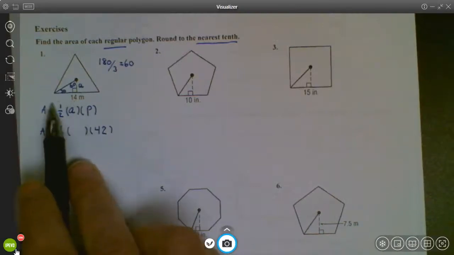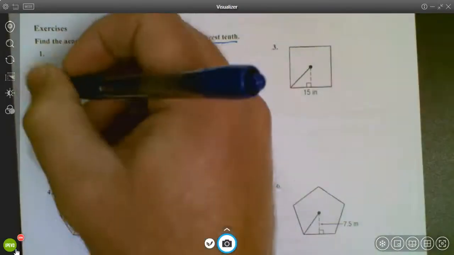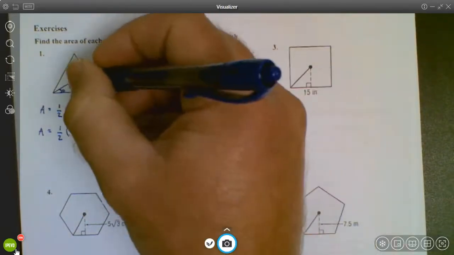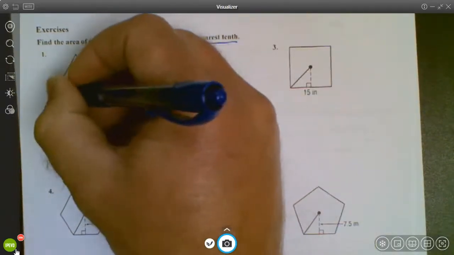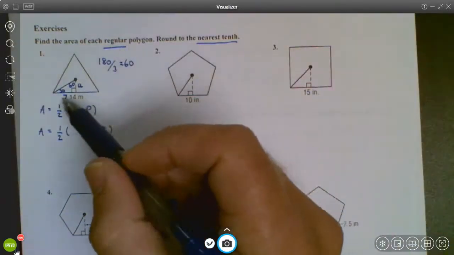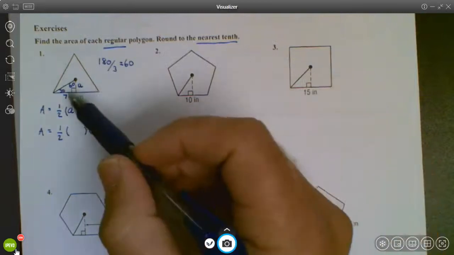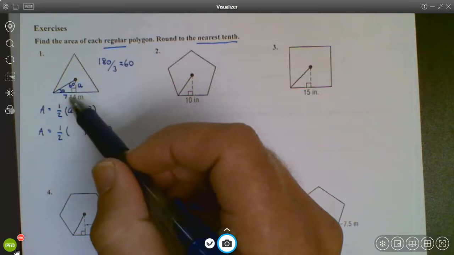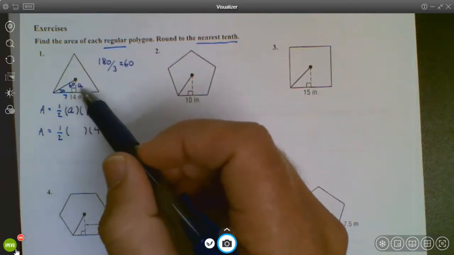We know that this entire length right here is 14, which means the apothem, remember the apothem hits the middle of that side. So if this whole thing is 14, that tells me this guy is 7. And so as I look at this from a 30, 60, 90 point of view, this is the long leg. Here's my short leg. So I know in this shape, if I do 7 divided by the square root of 3, I get my apothem.